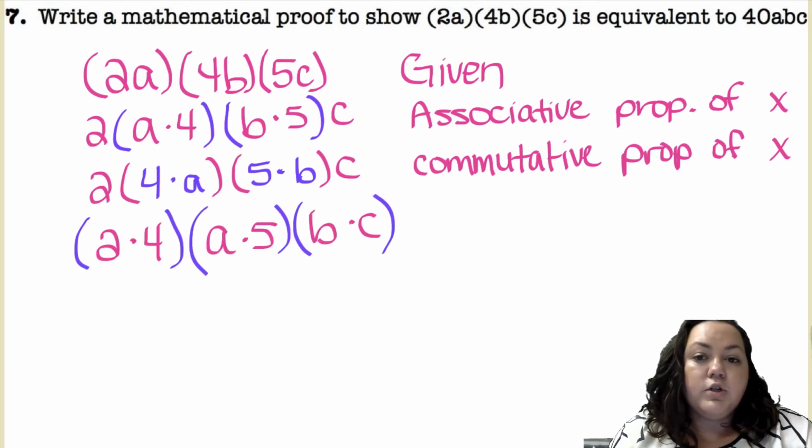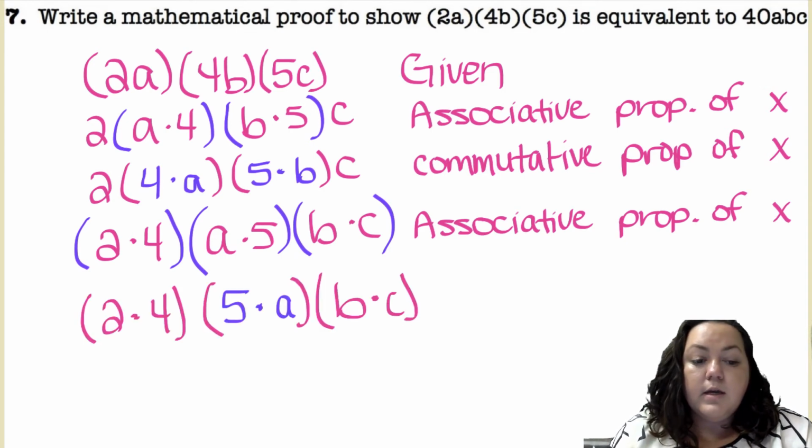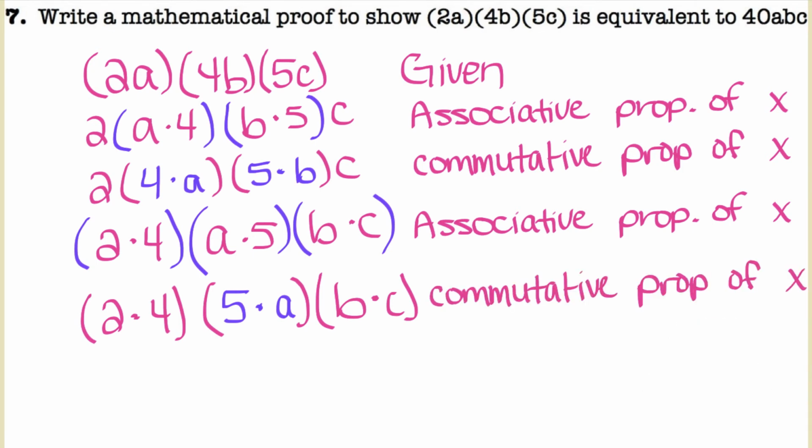And then I'm going to change the grouping again. So I'm going to group 2 and 4 together, a and 5 and b and c. So that would be the associative property when you're dealing with the grouping symbols. And then 2 times 4, I could change that if I want, or I can wait. And then a times 5, now I changed it to 5 times a. And b times c, I left it alone. So 5 times a, now I can change that. That would be the commutative property because I switched the order around.